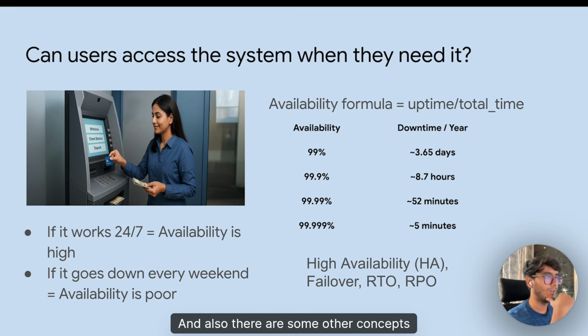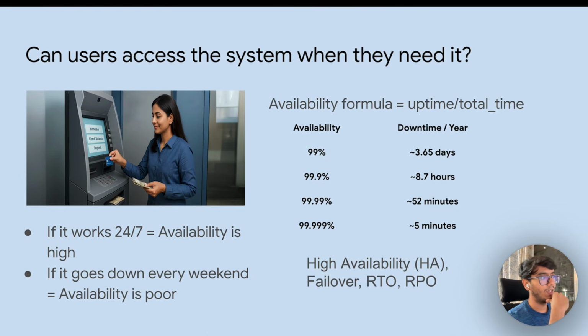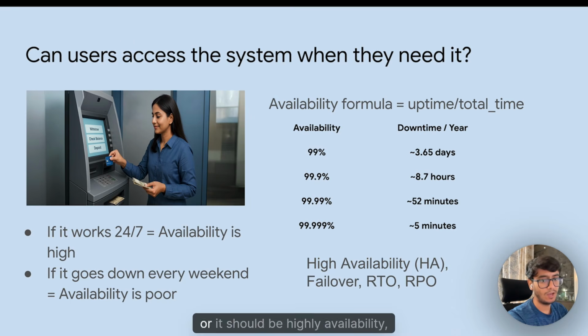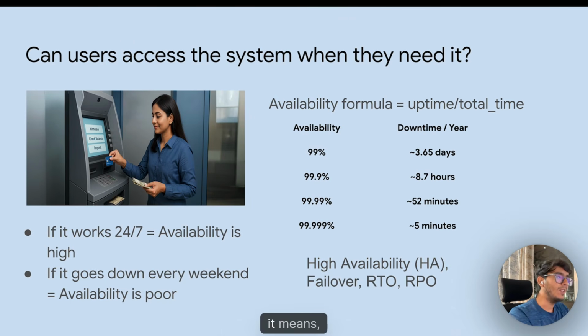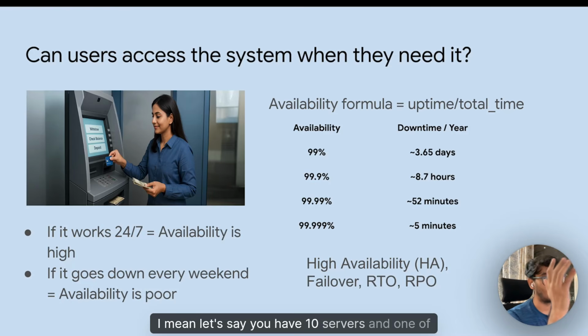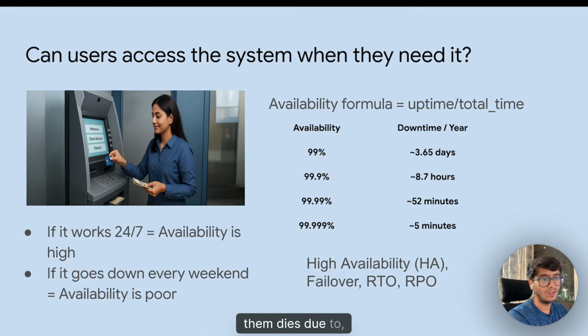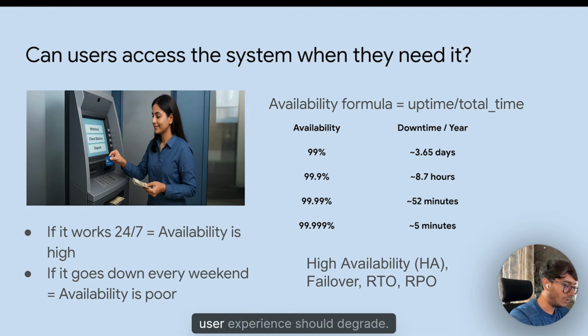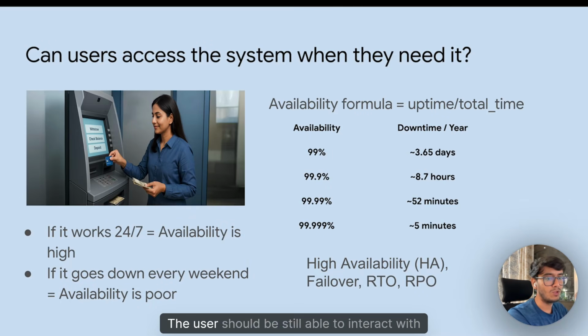And there are some other concepts within it, like high availability. When we say our system should be highly available, it simply means the system should survive failures. Even if one server dies, users shouldn't notice it. Let's say you have 10 servers and one of them dies due to an out of memory issue. The user experience should not degrade. The user should still be able to interact with the website or servers.